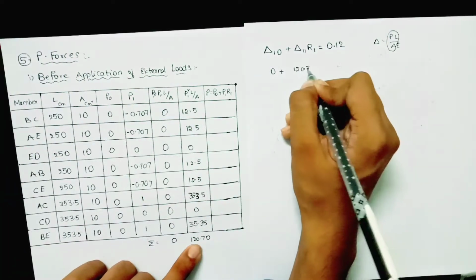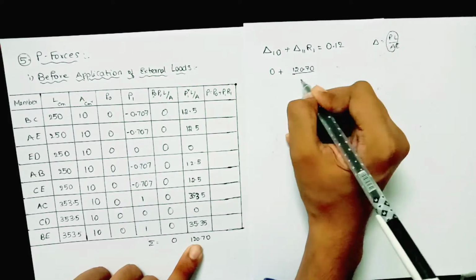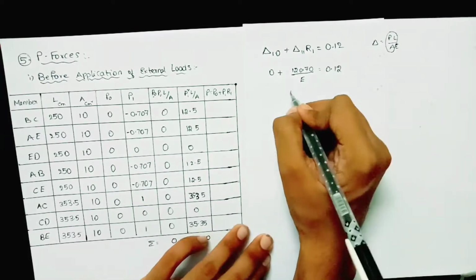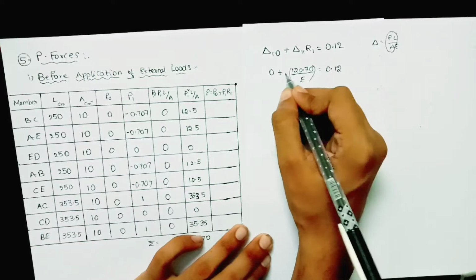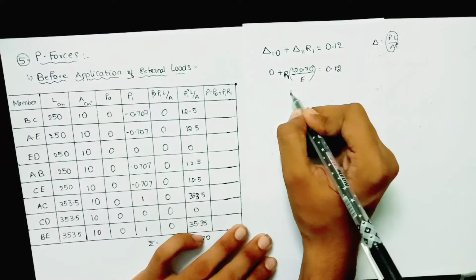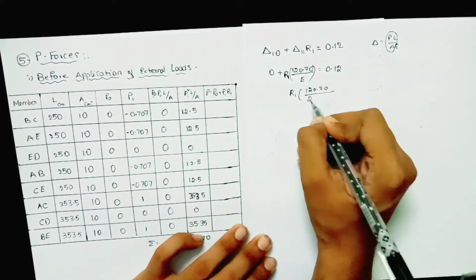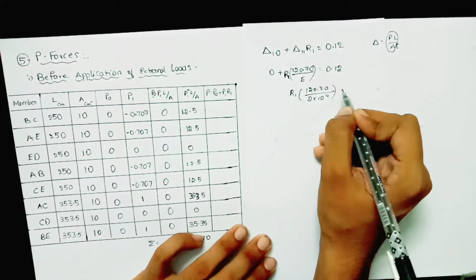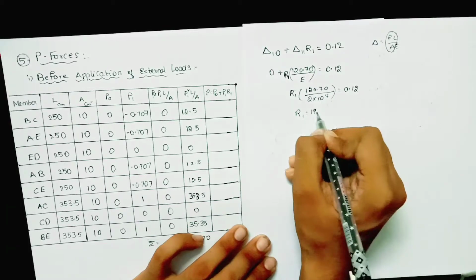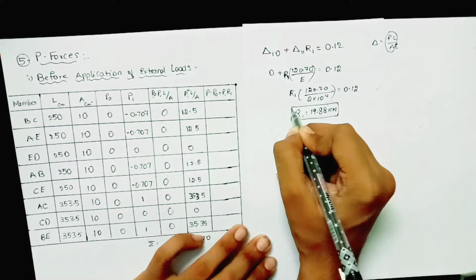So 120.70. This is the PL by A value. So now we have to multiply with Young's modulus, E equal to 0.12. So multiplied by R1. I have forgotten to multiply with R1. Now R1 into 120.70. In the question itself it is given as 2 into 10 power 4 for value of E 0.12. Therefore R1 is obtained as 19.88 kilonewton. So this is the value of R1.